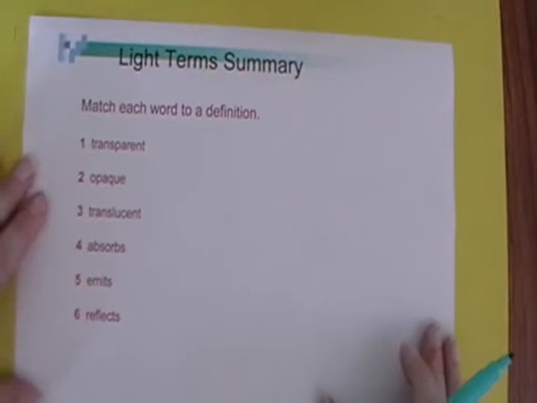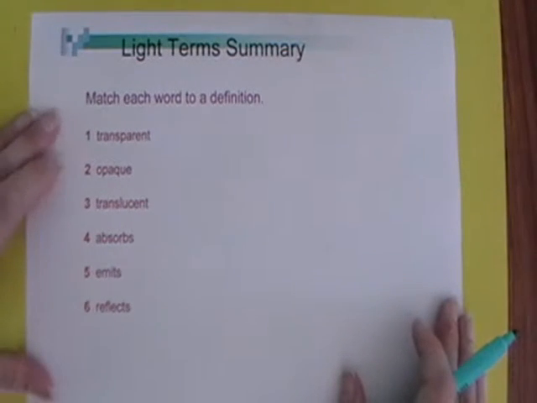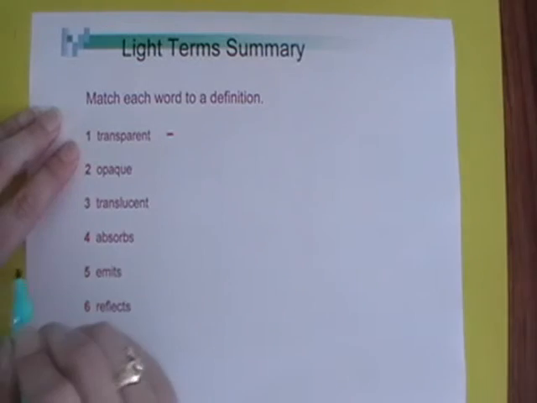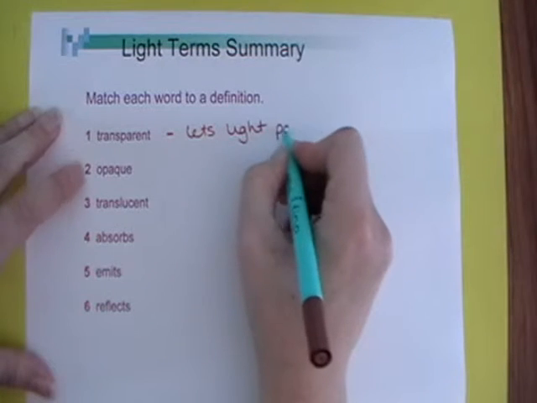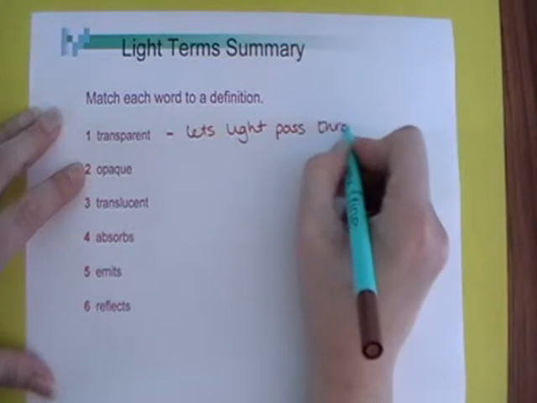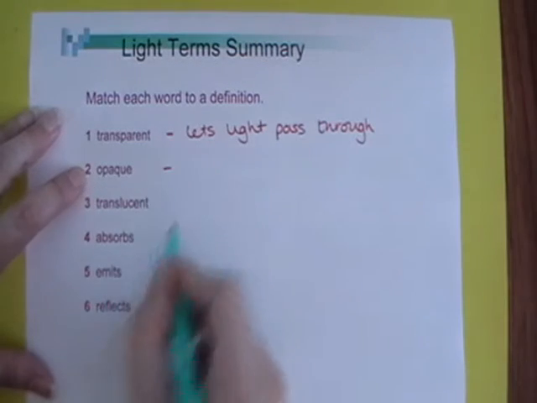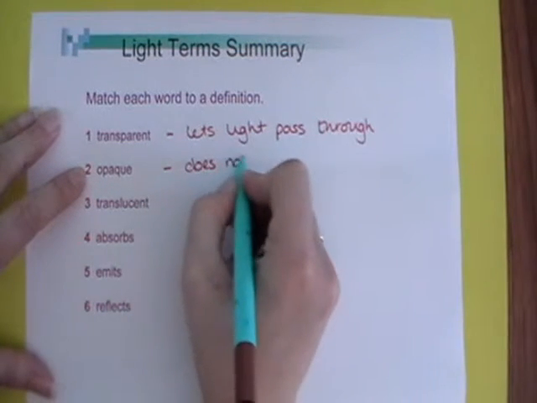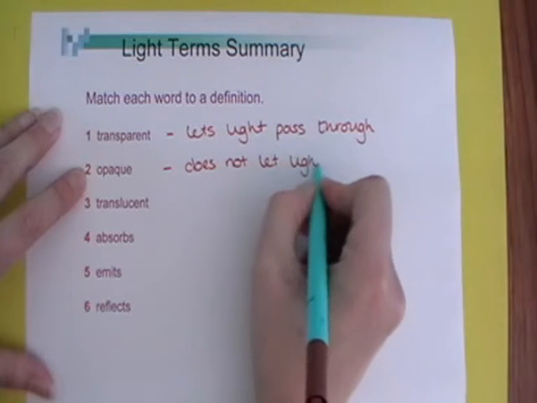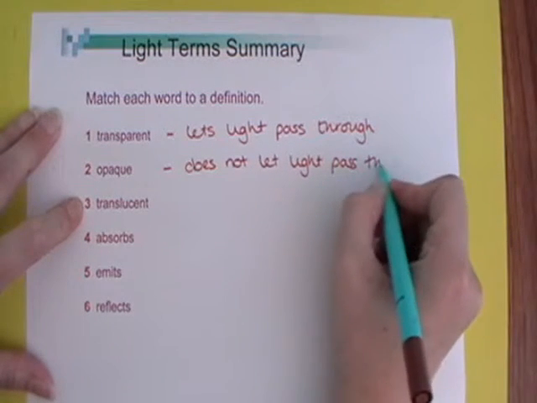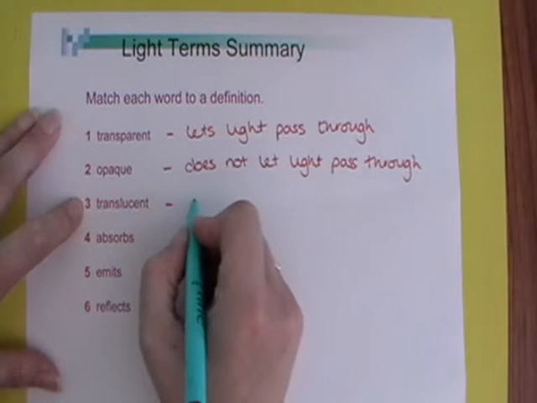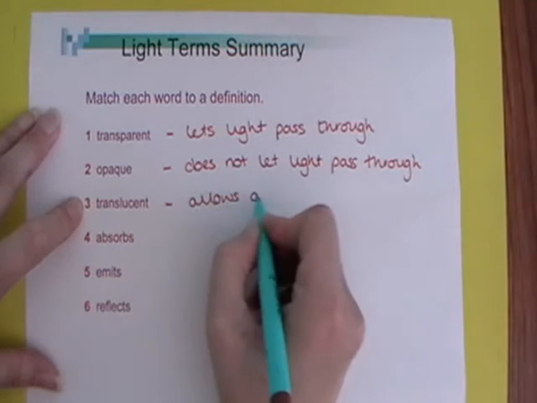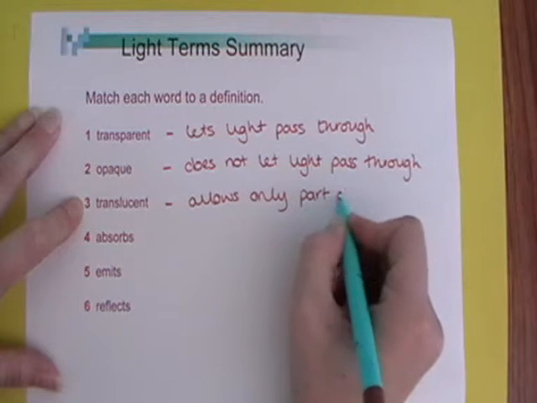Now, to revise the different terms that we have learned. Transparent. Transparent means lets light pass through. Opaque is a type of material that does not let light pass through. Translucent then, it's like a halfway between the transparent and the opaque, allows only part of the light to pass through.